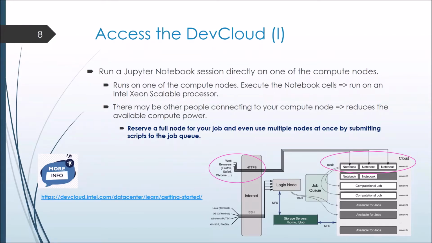Actually, there are two different ways to access the DevCloud. The first one is to run a Jupyter Notebook session directly on one of the compute nodes. It should be mentioned there may be other people connecting to your compute node, and it reduces the available compute power. Therefore, you can reserve a full node for your job and even use multiple nodes at once by submitting a script to the job queue.